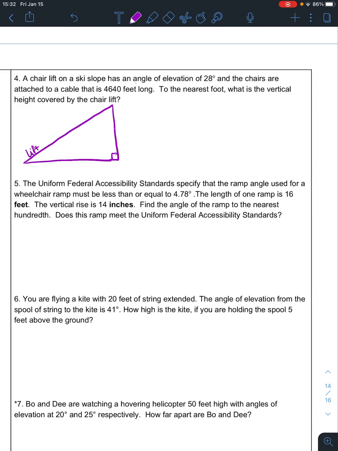So this is your lift, and it has an angle of elevation of 28 degrees. Always off the horizontal, find your horizontal line and put your angle there. The chairs are attached to a cable that is 4,640 feet long. So this is my cable, because your chairlift goes up the mountain, not into the mountain, like the horizontal would do. To the nearest foot, what is the vertical height covered by the chairlift?